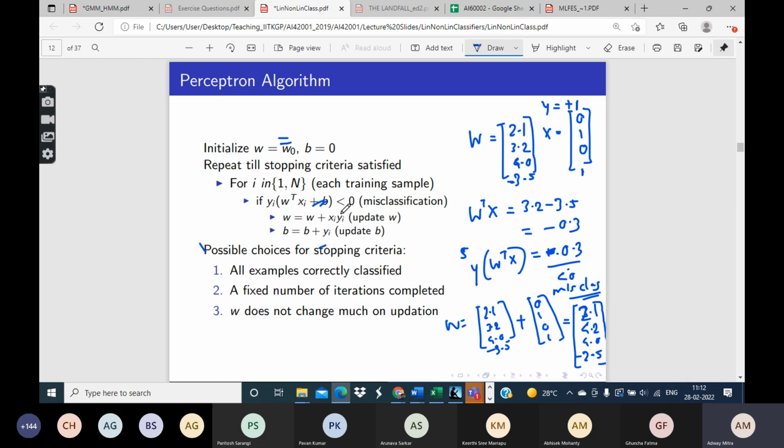Yi is the actual label, which is either +1 or -1, and Xi is the D plus 1 dimensional vector. Since we are considering B to be part of W itself, B does not have to be updated separately. So to the D plus 1 dimensional vector W is added the D plus 1 dimensional vector X, multiplied by the scalar term Y, which is either +1 or -1. Accordingly, W gets updated.